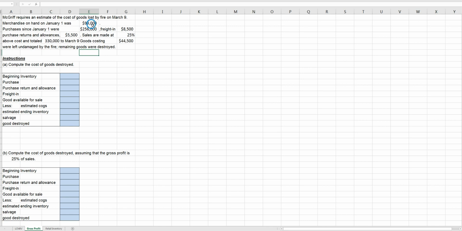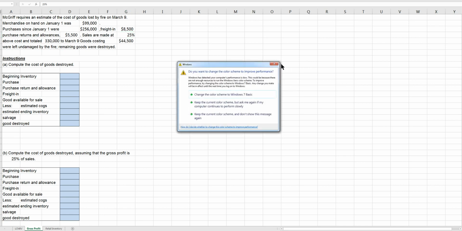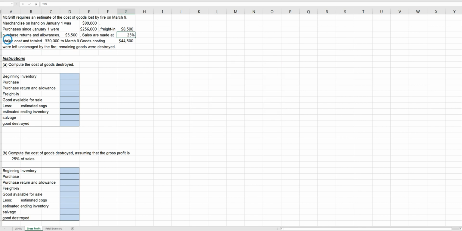So let's take a look. We have beginning inventory. We have purchases. We have freight, transportation cost. We have purchase allowances. We have the sales number, and the sales are made at 25% above the cost. So the gross profit is measured at 25% above cost, which is important.